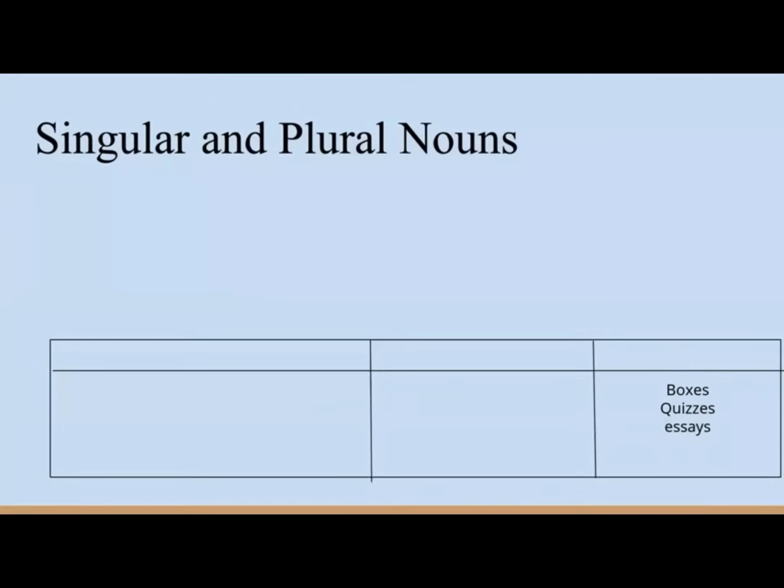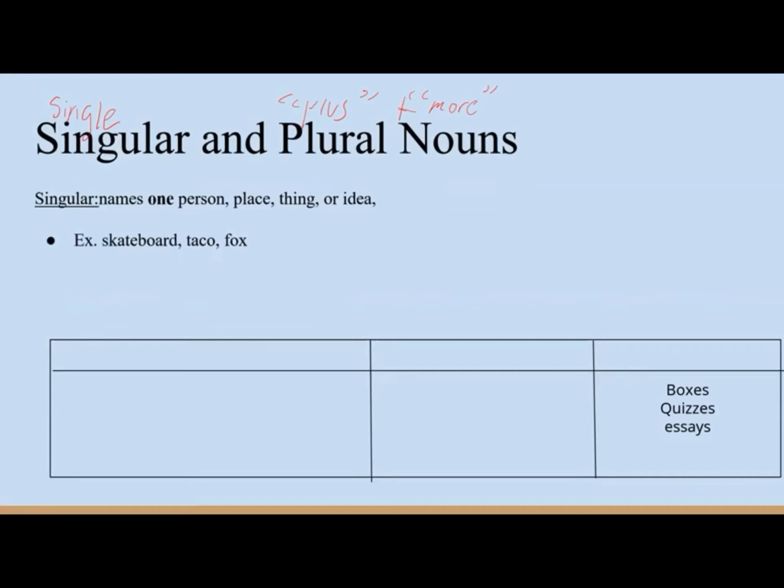So I'm going to start with singular and plural nouns. Singular is exactly what it sounds like. It means single. And plural actually consists of 2 Latin words, which in English translate to plus and more. And these together mean more than one. So singular names one person, place, thing, or idea. Some examples include skateboard, taco, and fox, while plural names more than one person, place, thing, or idea.